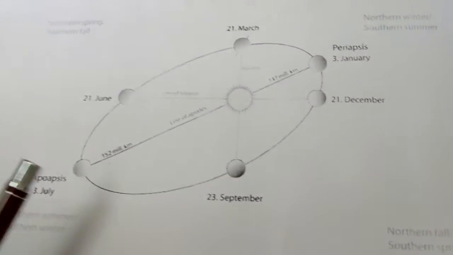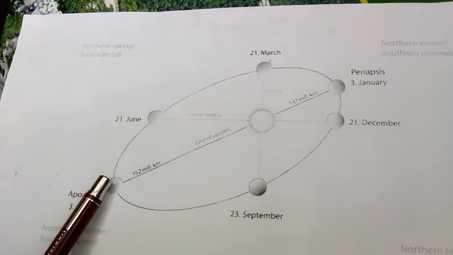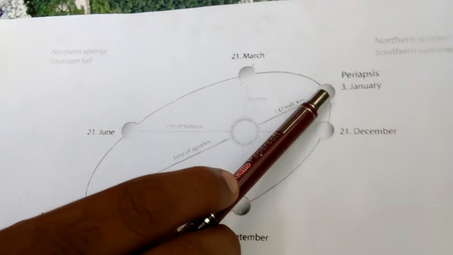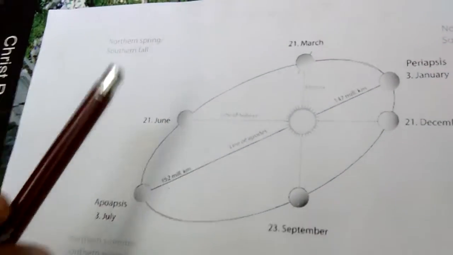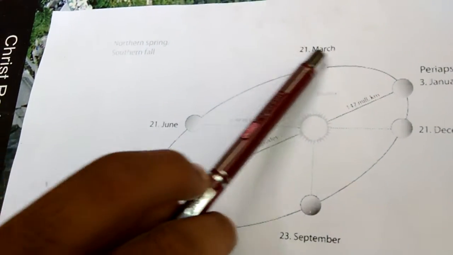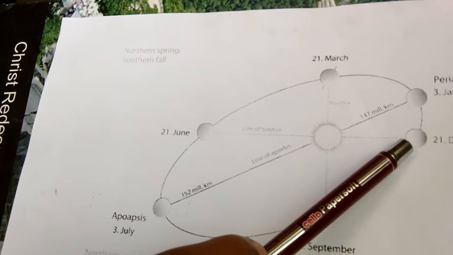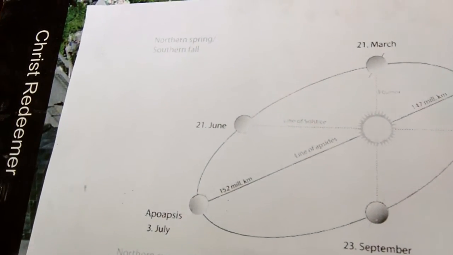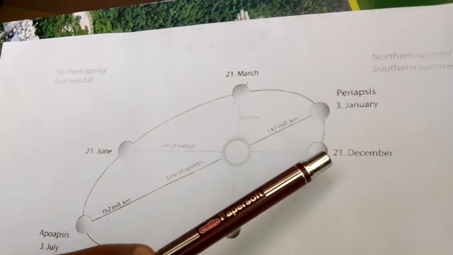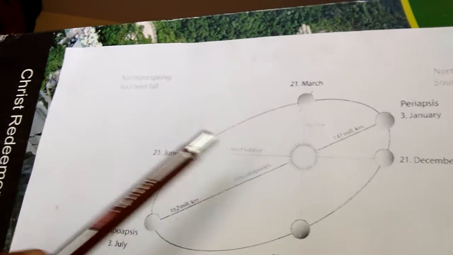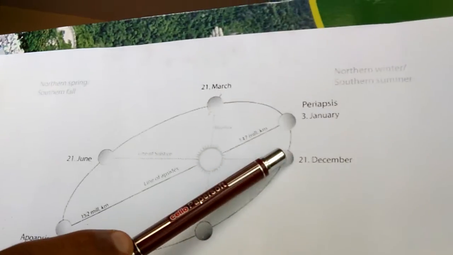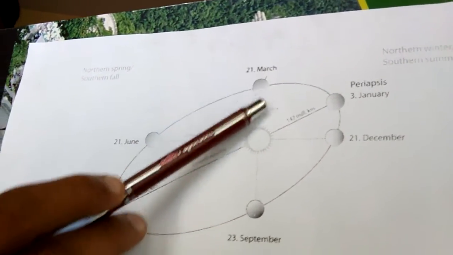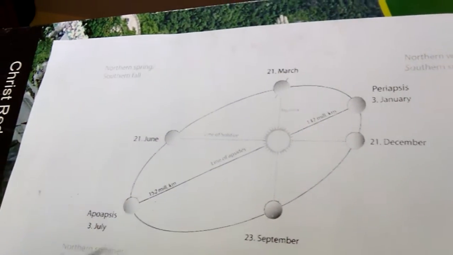Now this is the orbit of the Earth. This is the far end called apoapsis. This is the near end called periapsis. The Earth will be moving faster at the near end and slower at the far end. So these are the points of solstices in June and December, and these are the points of equinoxes in March and September.